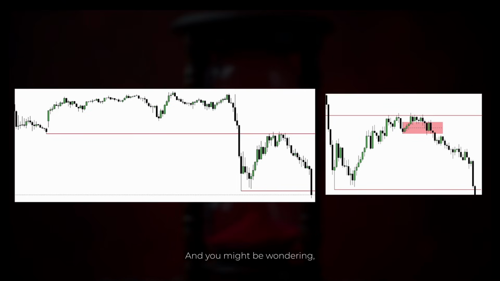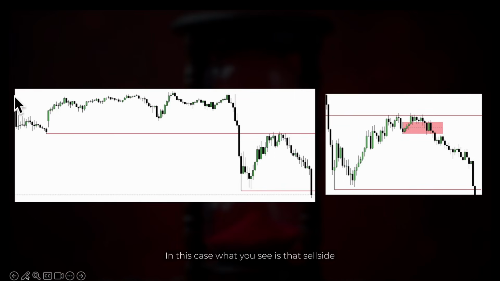And you might be wondering, balanced price ranges, what do you mean? You haven't explained that yet. What I would like you to start thinking about is why PD arrays work in the first place. When you start thinking about why PD arrays work in the first place, you come to realize that it's all to do with balancing out of specific ranges. And that is what we refer to as balanced price ranges.